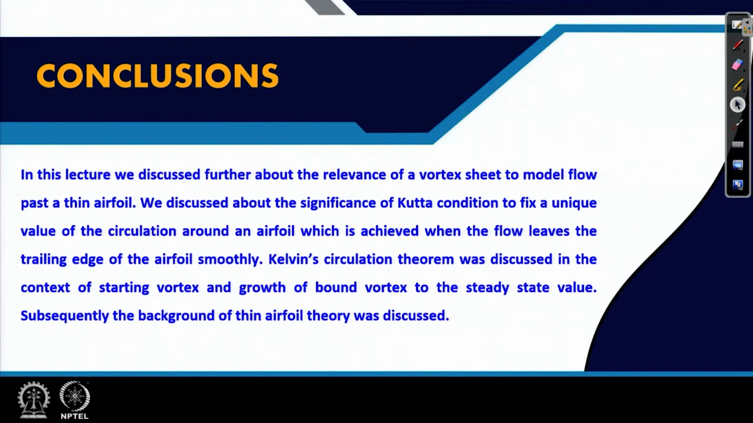So, in this lecture we discussed further relevance of the vortex sheet to model flow past a thin airfoil. We then discussed the significance of the Kutta condition to fix a unique value of circulation around an airfoil, which is achieved when the flow leaves the trailing edge of the airfoil smoothly. Then we moved on to the Kelvin circulation theorem, which was discussed in the context of starting vortex and growth of bound vortex to the steady state value. And then finally, we looked at the background of thin airfoil theory and we ended up obtaining the final equation for thin airfoil theory. Thank you.